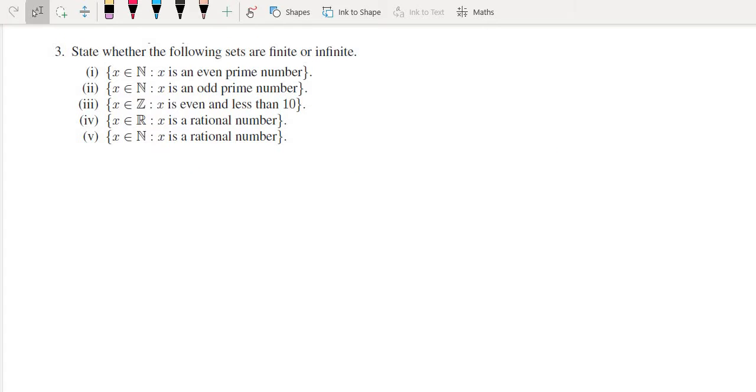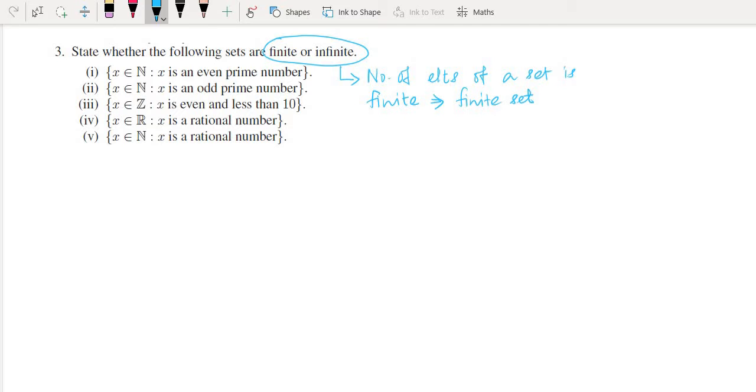Then question number 3. State whether the following sets are finite or infinite. So what do we mean by finite or infinite? Finite set is nothing but a set which has finite number of elements. So if the number of elements of a set is finite, then the set is called finite set. On the other hand, if a set has infinitely many elements, then it is an infinite set.